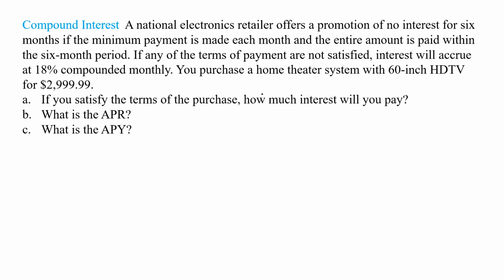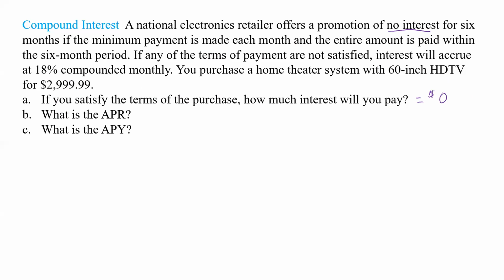Now, what we're going to do is purchase a home theater system with the 60-inch HD TV for $3,000, roughly $2999.99. Now, it asks, if you satisfy the terms of the purchase, how much interest are you going to pay? Well, it says you're going to get no interest if you make the minimum payments and you pay off the entire amount within that 6-month period. So part A, that's going to equal $0. Pretty nice. But again, you have to meet all the terms here. Okay, so that's the key.